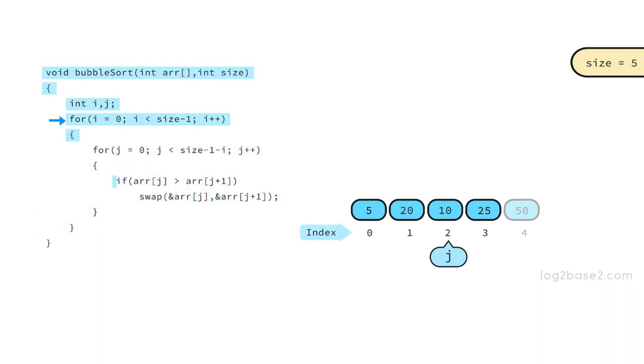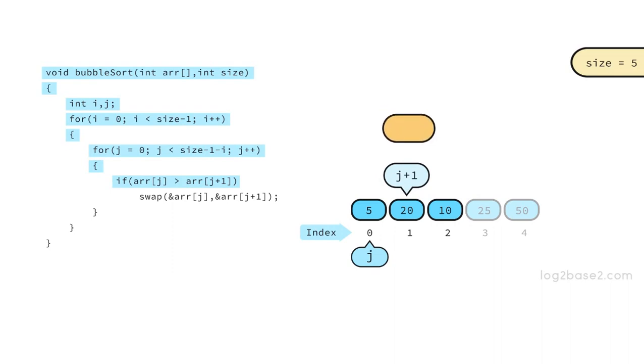Now in the third iteration of outer loop, i is equal to 2. And inside we have the inner for loop, and in first iteration of this loop, j equal to 0. And we have if arr[j] greater than arr[j+1]. That is, we are comparing the elements at index 0 and 0 plus 1, that is 1. And we have 5 not greater than 20. So if fails, that is, these two elements are already in sorted order. So there is no need to swap them. Now in the next iteration, j is equal to 1. And we have if arr[j] greater than arr[j+1].